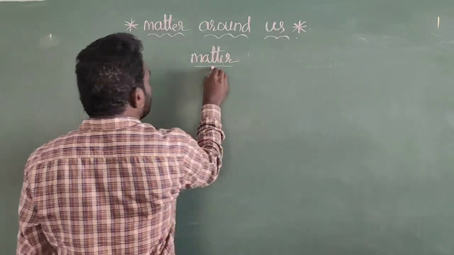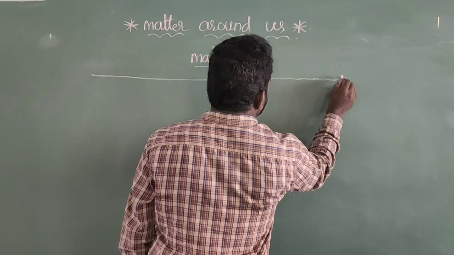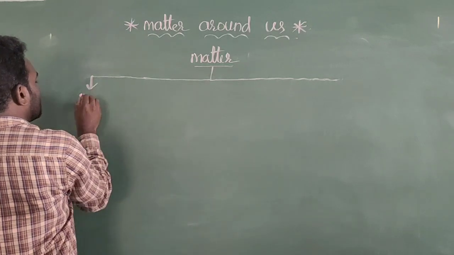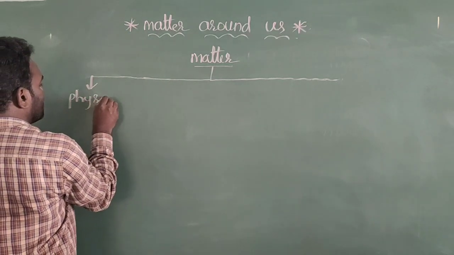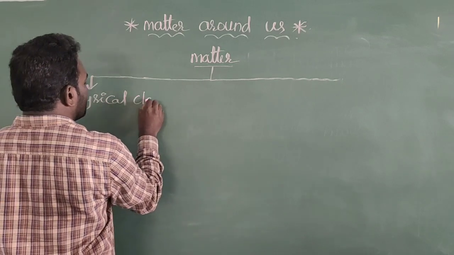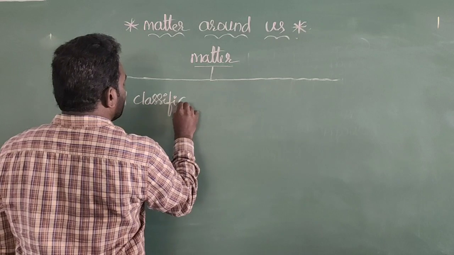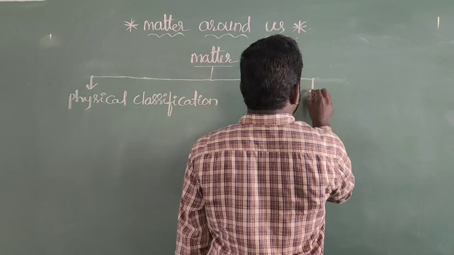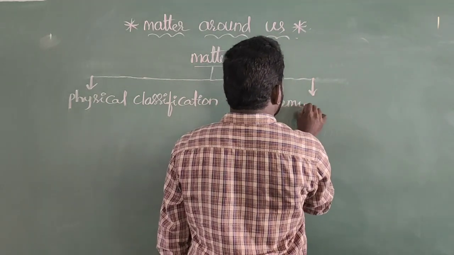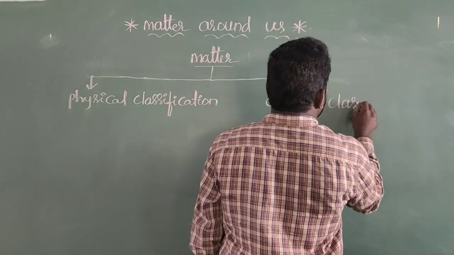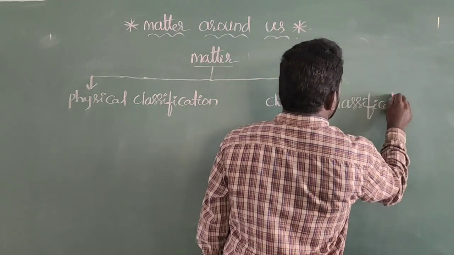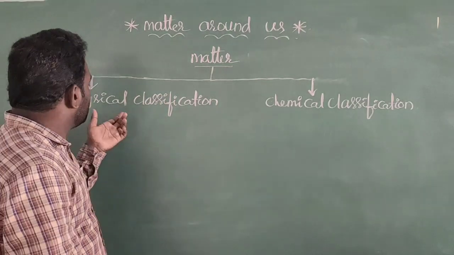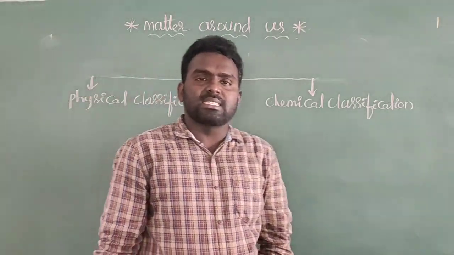Here you will see these matters are mainly classified into two types. One is called a physical classification, and the second one is called a chemical classification.